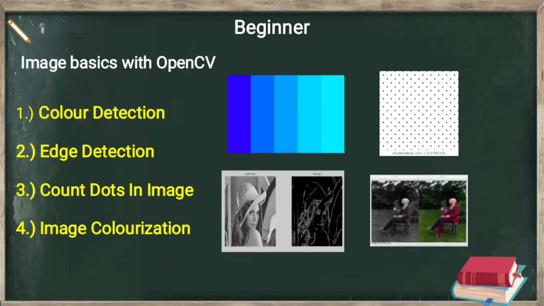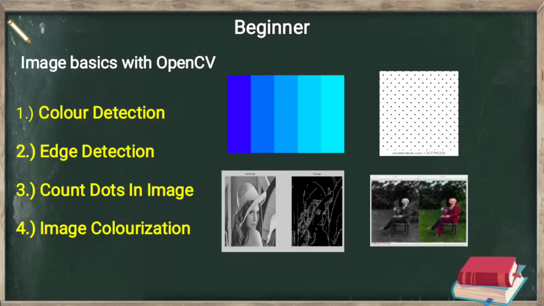So the first part in OpenCV is for beginners, and for beginners it is highly recommended to start with image basics with OpenCV. What is it? Image basics with OpenCV, or you can say just play with images and play with color. Every image is made up of three colors: red, green, blue. So it's the same concept.